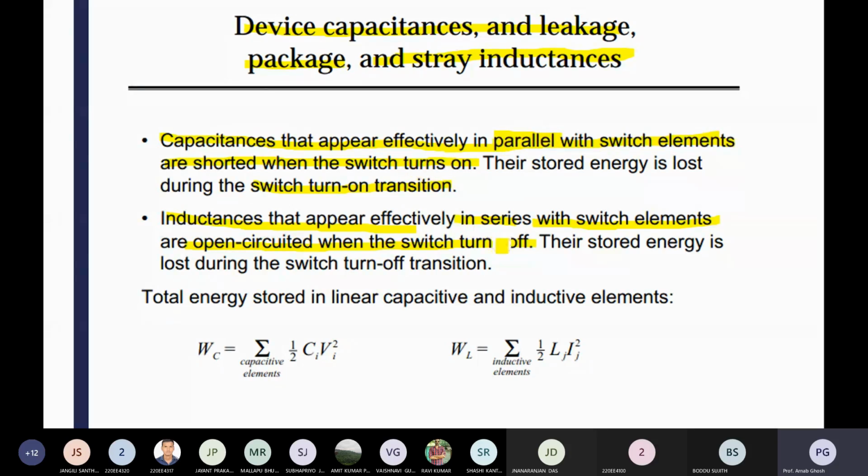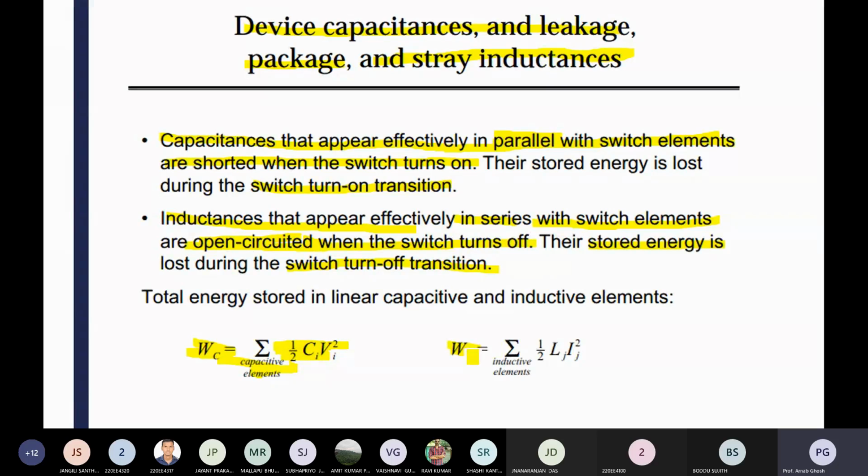Total energy stored in linear capacitor and inductive elements: how much energy is going to be stored? WC, you can say, is half CV squared. You know that formula. So for capacitive elements, half Ci Vi squared. And in case of an inductor, how much energy is stored? Half L I squared, you know that formula. So half Lj Ij squared. So for the inductive elements, a summation will be there. For the capacitors, i equals 1, 2, up to n. The same also for j, j equals 1, 2, up to n.